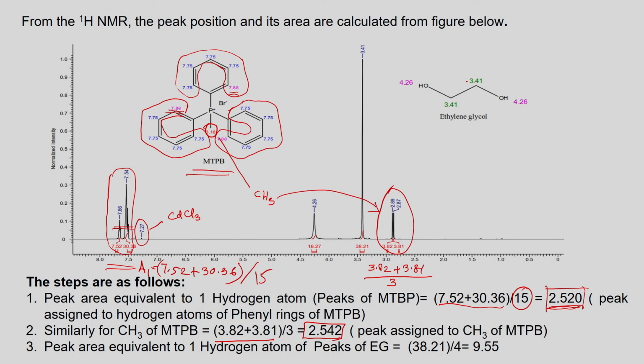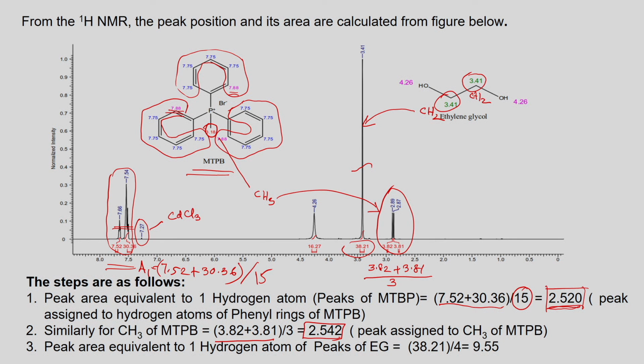Now, the issue is this is 3.41, because these are CH2 groups which are connected to the oxygen atom. Those hydrogens which are connected to the oxygen atoms, they are electronegative in nature, and this CH2 and CH2 we say are chemically equivalent. So, it means it will show up at 3.41. So, 3.41 means this one.